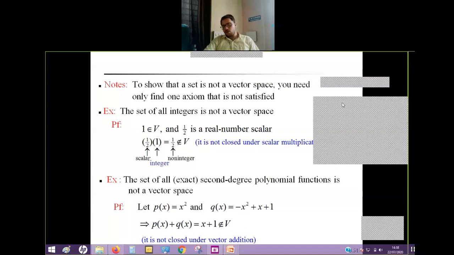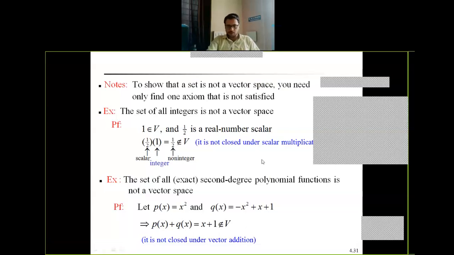That's why we can say it is not a part, or not a subset, of the given set. The given set is the set of all second degree polynomials, but after addition the result we have obtained has degree 1. So it is not a subset of the given set, and this set is not a vector space. Are you getting this example?